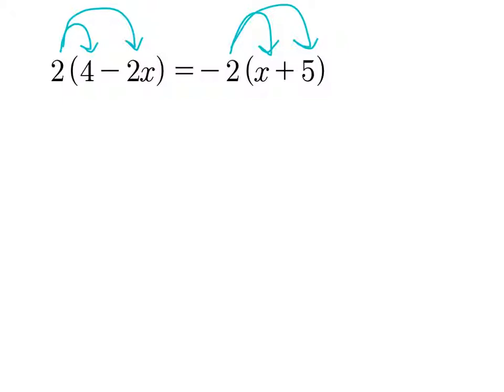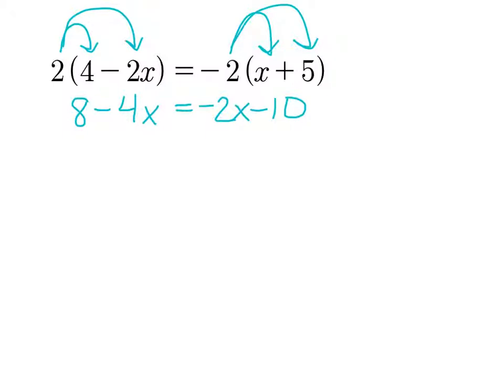And what does that give me? 2 times 4 gives me 8. Minus 2 times 2x gives me 4x. And that's equal to negative 2 times x gives me negative 2x. And negative 2 times plus 5 gives me a minus 10. Negative times positive is a negative. Good. So we have simplified on each side. There's nothing else we can do to simplify. Now we're going to solve.